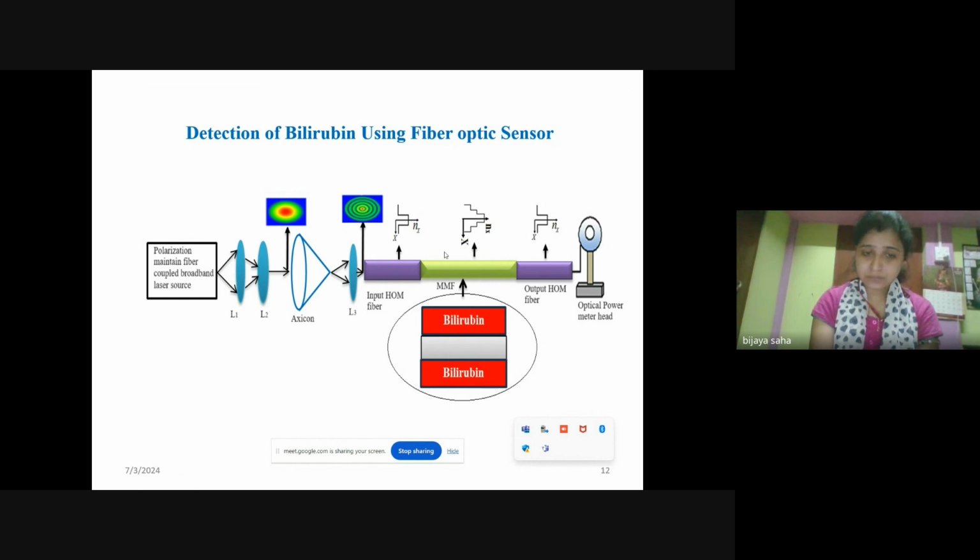Now with the change in wavelength of this source, the refractive index of the bilirubin and the refractive index of this core change. As a result, the transmitted power, which is observed by this optical power meter head, changes. By observing this, we can easily detect the early stage of bilirubin.